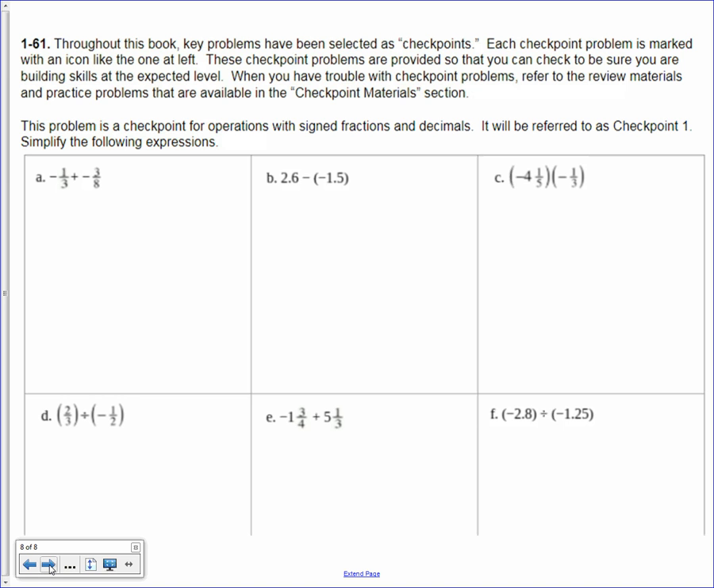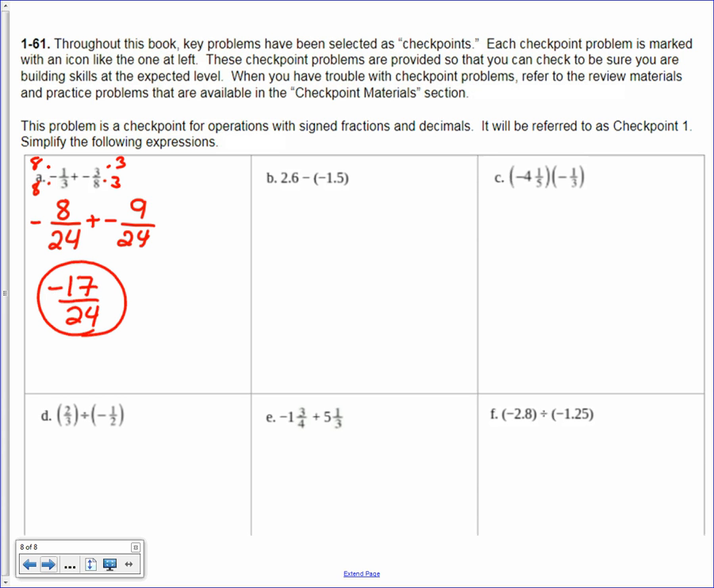So in the first one, I'm adding two fractions. So first, I have to find a common denominator. I know 8 times 3 is 24, so I'm going to use 24. Their signs come down. So 3 times 8 is going to be 24. So I have to multiply the top to get 8. And 3 times 3, so I get 9. So same signs, I add and keep. So I'm going to get negative 17 over 24.